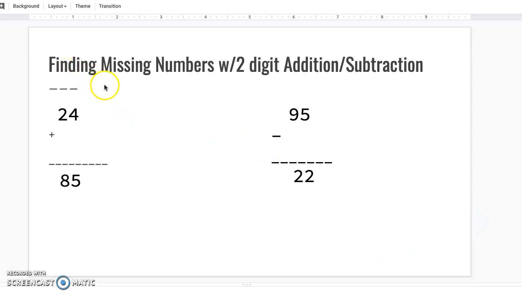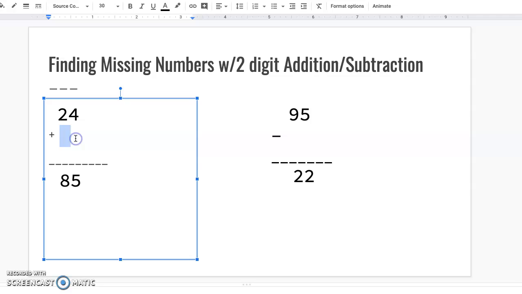All right, finding missing numbers with 2-digit addition and subtraction. This is something new that we have not done. So it says 24 plus some number is 85. So this is just like missing numbers with single digits, except it's with double digits. We're going to start with our ones column. So that's 4. We have to add 4. Ask, 4 plus what gives us 5? 4 plus 1 more gives us 5. 4 plus 1 is 5.